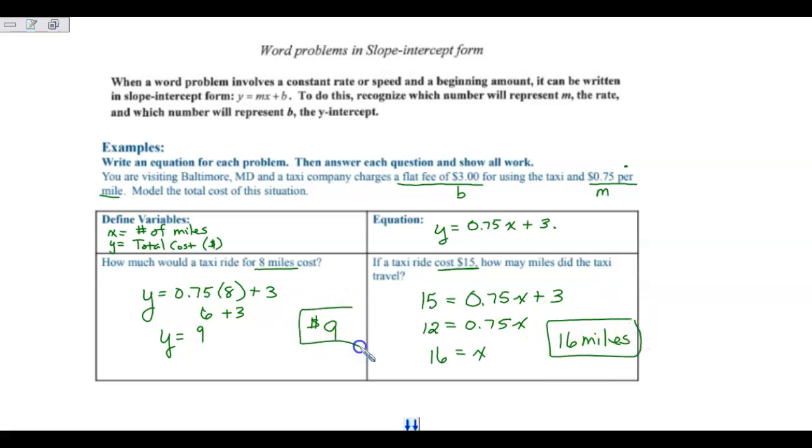Logistically, does that seem about right? If 8 miles was $9, $15 would be more miles than 8, right? And so 16 is definitely more. Okay.